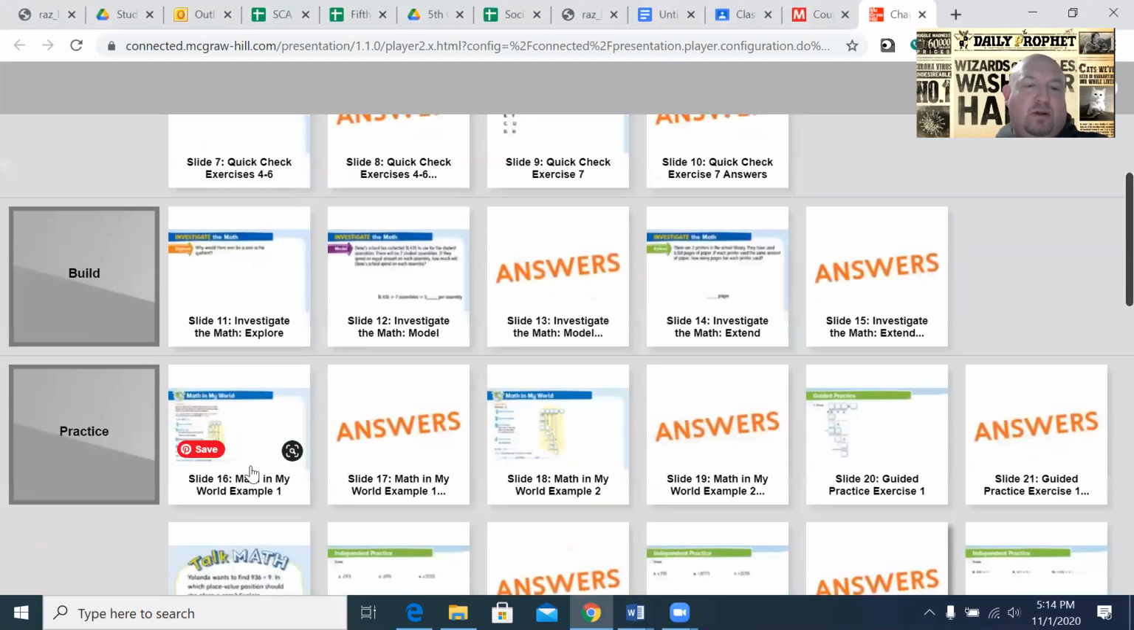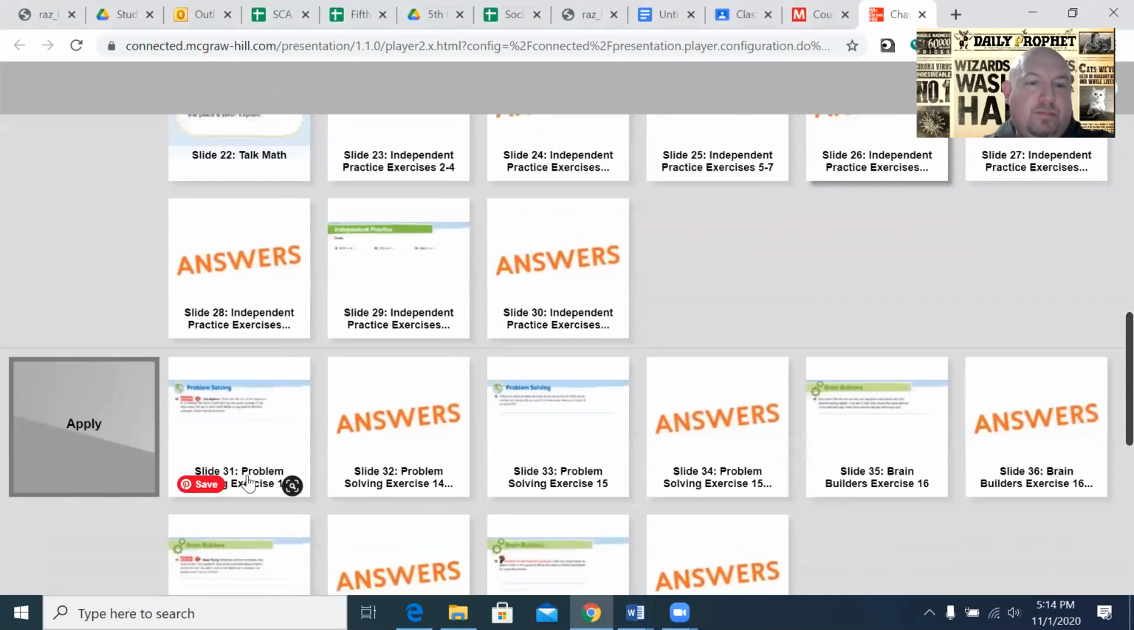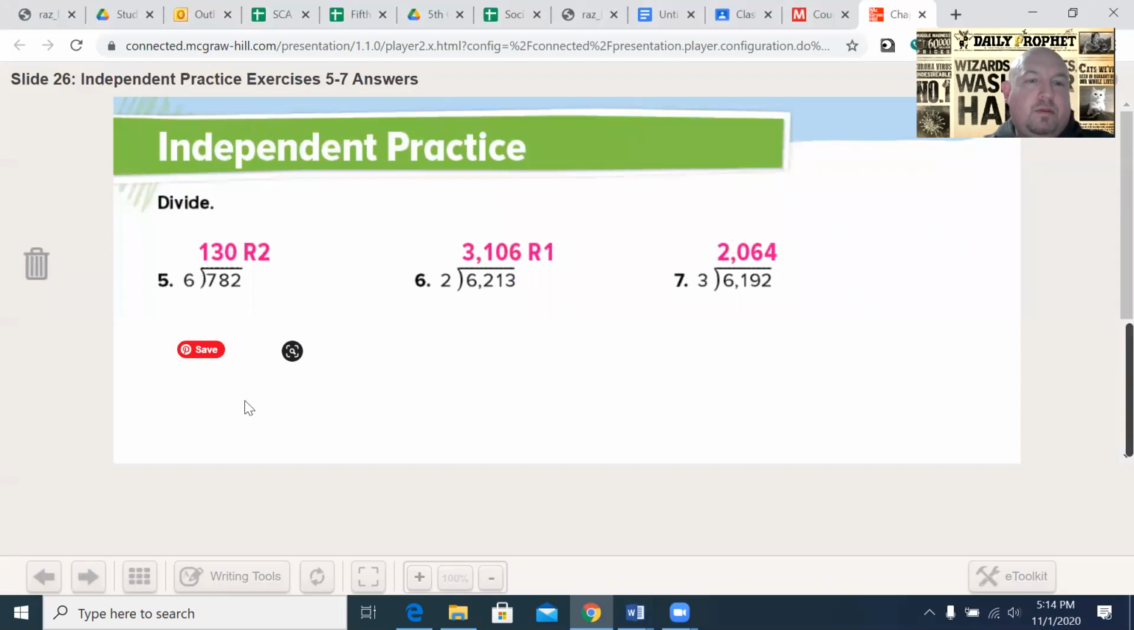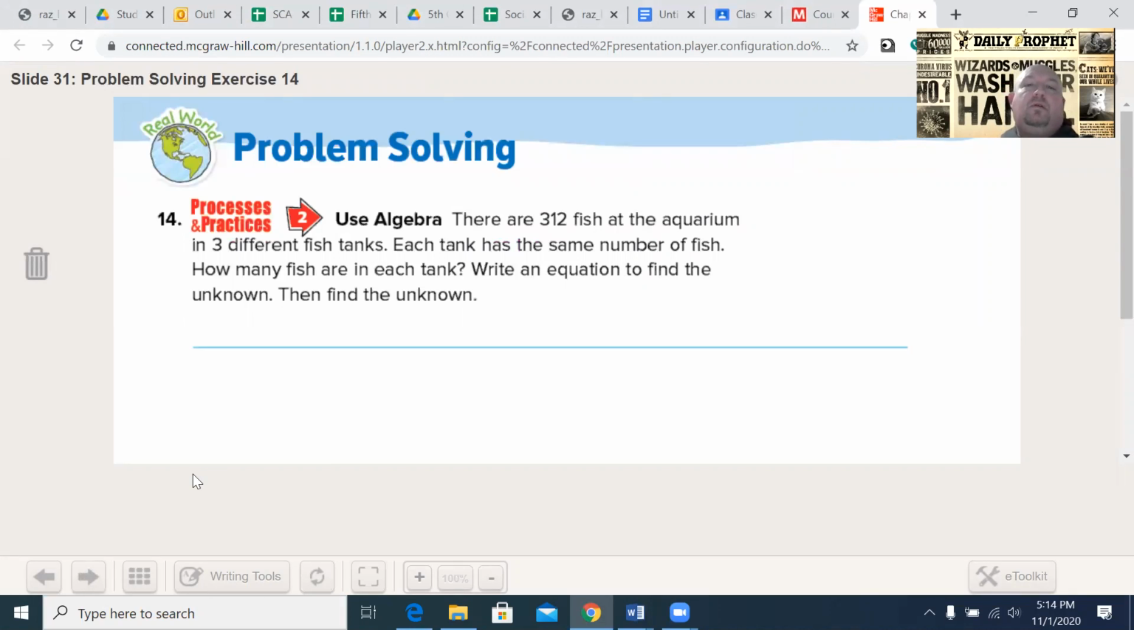All right, let's bounce to a story problem. There are 312 fish at the aquarium in 3 different fish tanks. Each tank has the same number of fish. How many fish are in each tank? Write an equation to find the unknown, and then find the unknown.